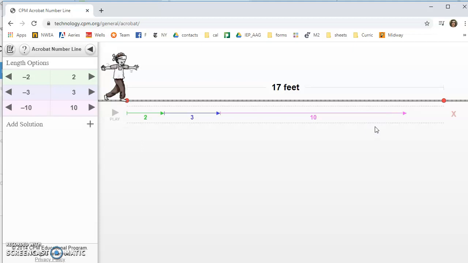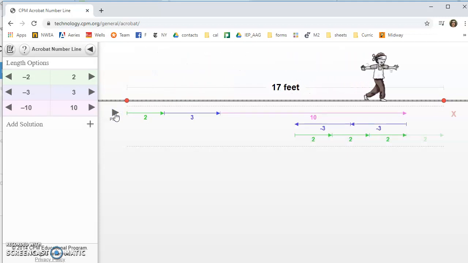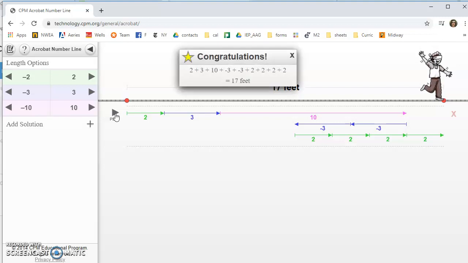All right, he's still not going to make it though, because I need to add another 2. Let's see what we can do here. -3, -3, and then we'll move him 2 at a time along. Now he should make it. Let's see what happens now. Ta-da, he's happy. All right, that's where I'm going to leave you with my demonstration of the application.